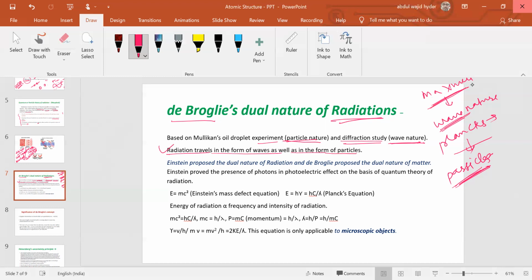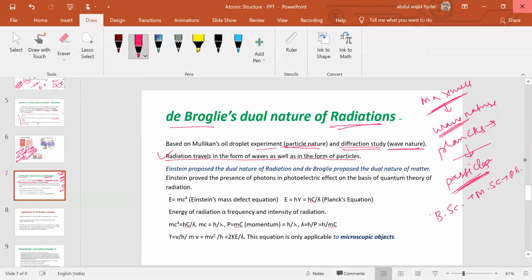Einstein, see, after graduation, after BSc, what do you do? You do MSc. And after MSc, what do you usually do? PhD. Like that, this is in general. But in medical, first you do MBBS. Then what do you do next? MD. This is graduation, this is post-graduation, MD.